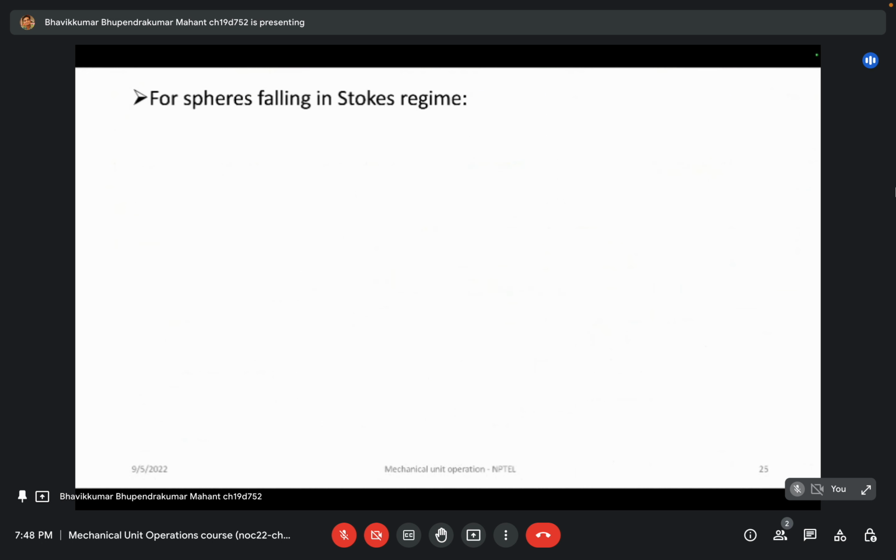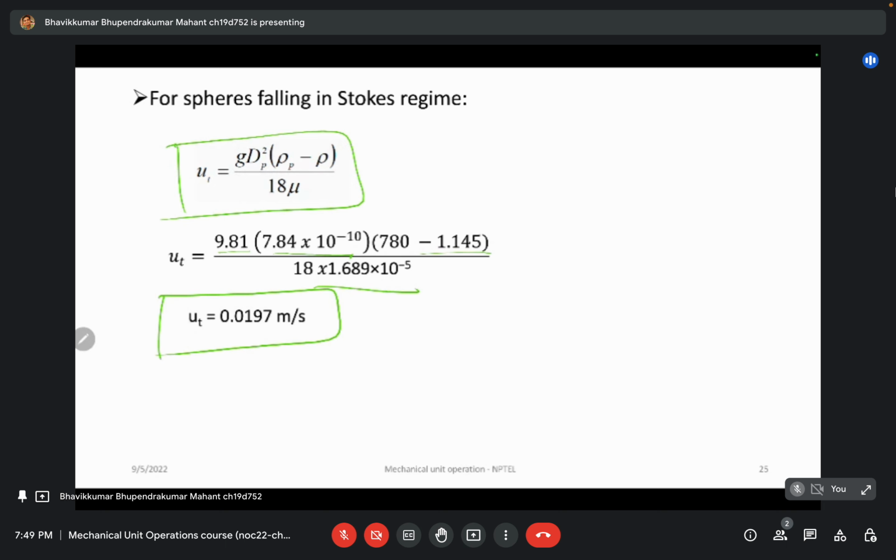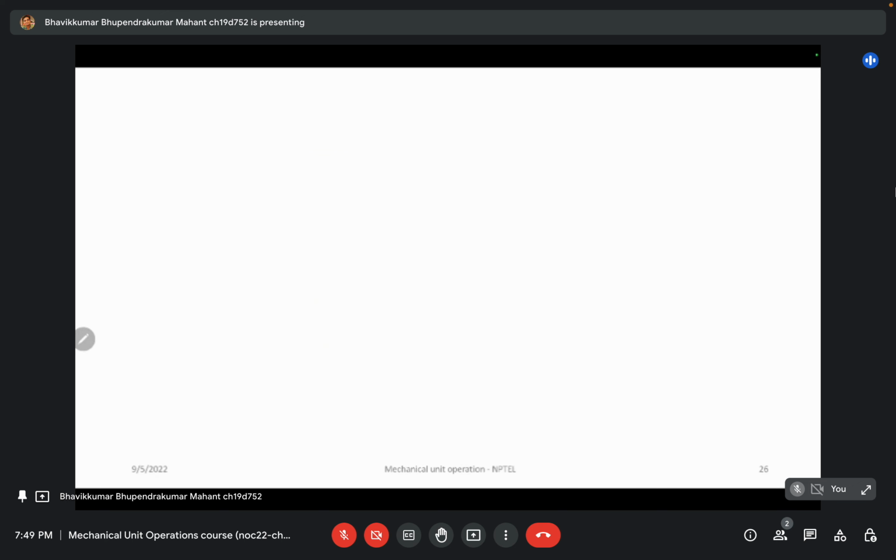For a sphere settling in the Stokes law regime, the equation is very easy: u_t equals g d_p square delta rho by 18 mu. You need to always remember this kind of formula. It is everywhere in fluid mechanics and mechanical operations, and you will get it in examinations sometimes. So u_t is equal to 9.81 times d_p square, delta rho, and the values are there. So the value of u_t is equal to 0.0197 meter per second. You simply need to substitute the values and you will get the answer.